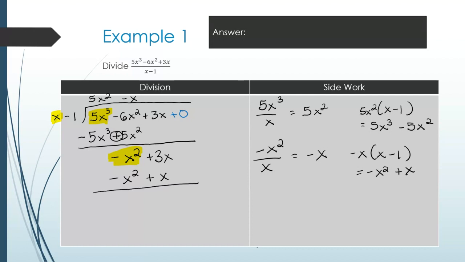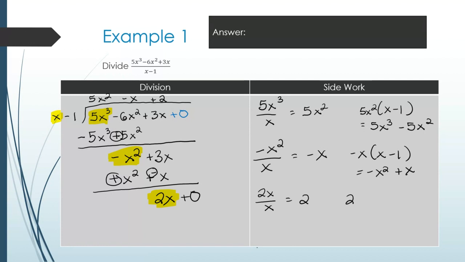Then you draw the line and change the signs. And then you combine. Negative x squared plus x squared is 0. 3x minus x is 2x. And now I need to drop down that 0. Now I'm going to look at the first term again, the 2x. So 2x divided by x gives me 2. So I'm going to write plus 2.